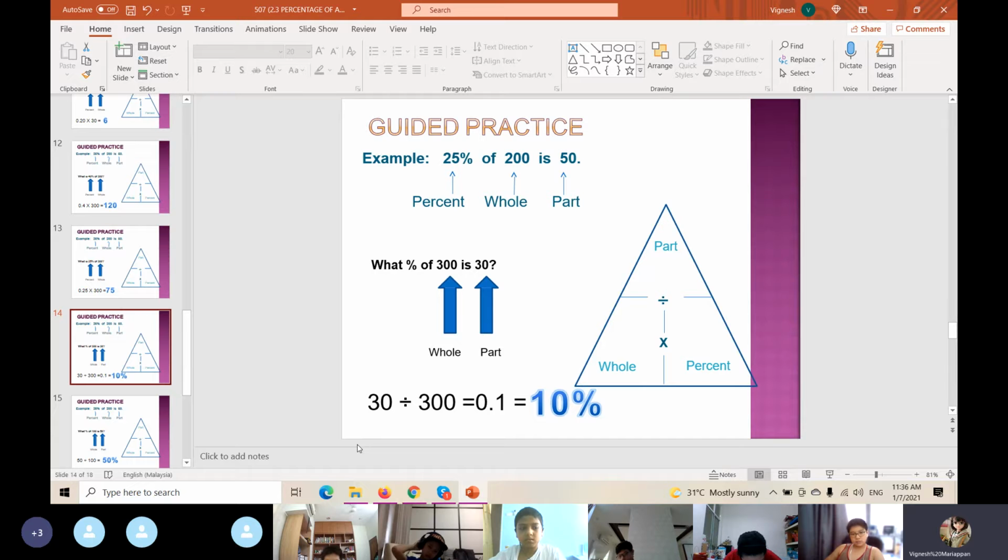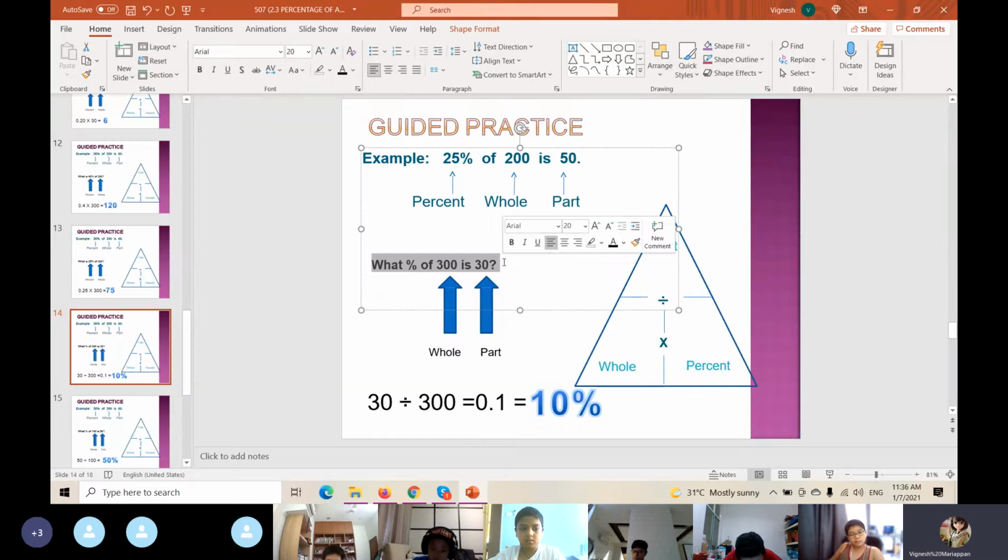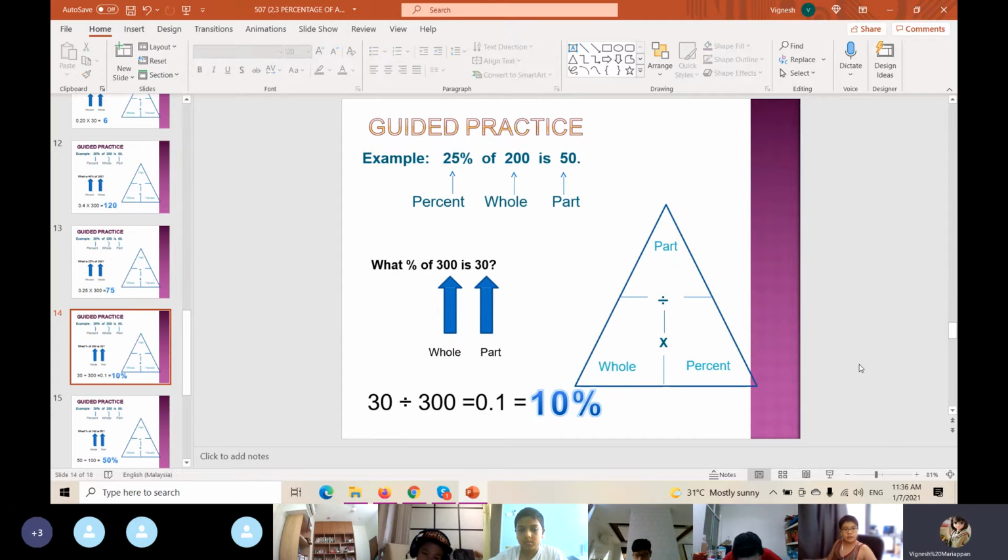Okay, this one is different. No more whole number, no more percentage here. You have to find the percentage. Usually questions will be given like this: what is the percentage of 300 is 30? So percentage is not given. We don't know what is the value of percentage, but the whole number is given, part also is given. How to find the percentage? Okay, who can explain to teacher?